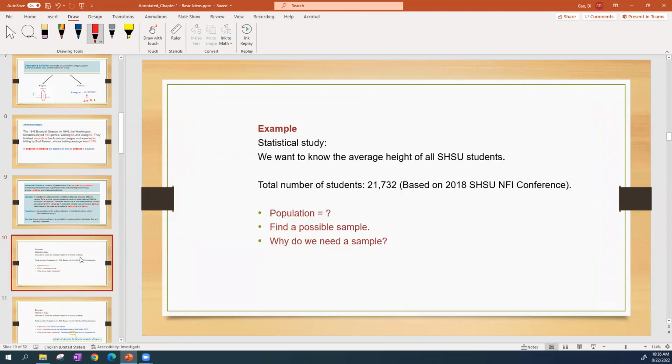Let's look at this example. Statistical study: we want to know the average height of all SHSU students. Total number of students, we have 21,732 based on the 2018 information. So what is the population? What is a possible sample? And why do we need a sample?